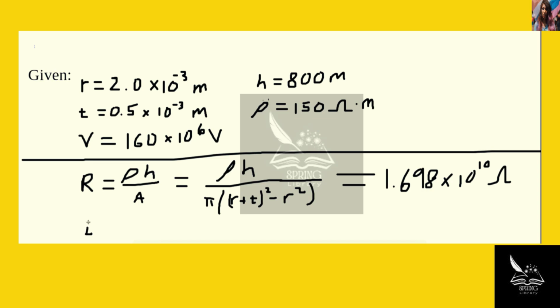So the current then can be calculated as I is equal to the potential difference V divided by the resistance R. So you plug in the value for V that we were given and the value for R that we just calculated, and this is 9.42 times 10 to the minus 3. And the units of the current is amperes. We can box that in as our solution to the question.